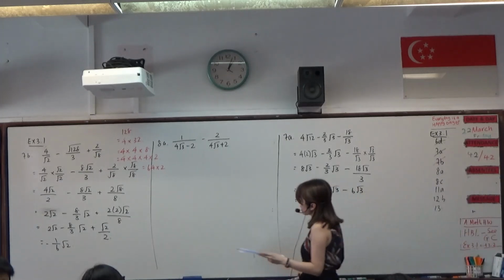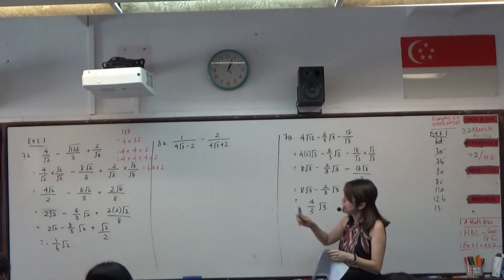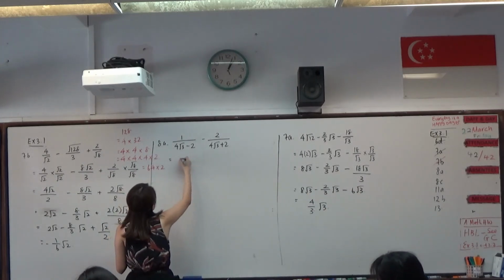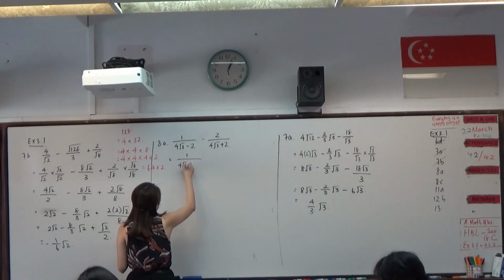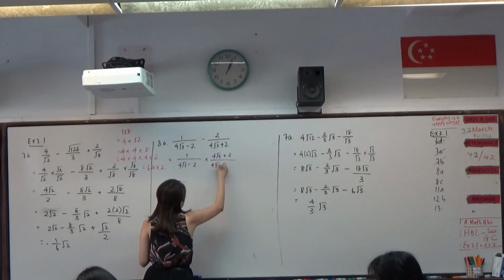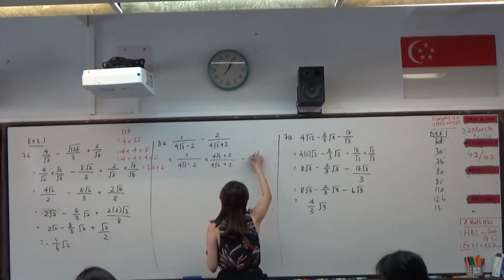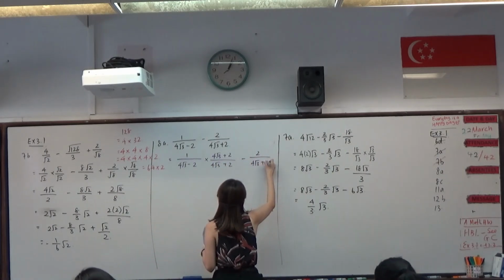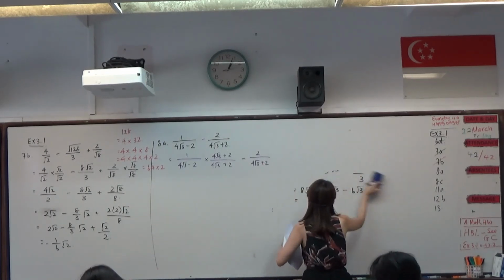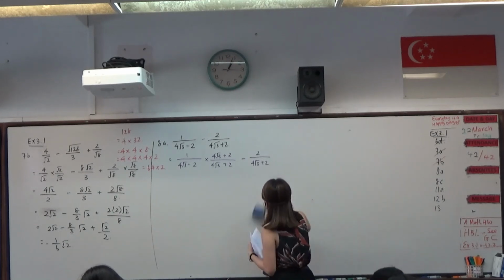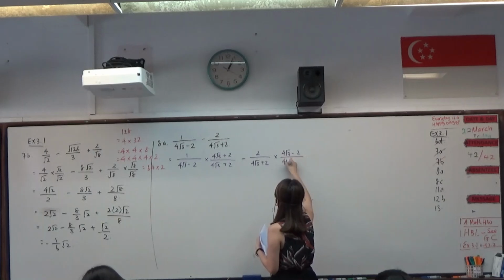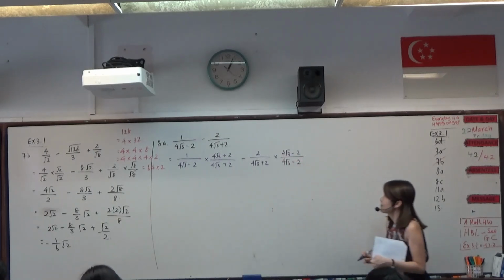Okay, so let's look at A. For A, we have to do each fraction individually. So 1 over 4 root 3 minus 2, times 4 root 3 plus 2. Then minus away 2 over 4 root 3 plus 2. Then multiply by 4 root 3 minus 2 over 4 root 3 minus 2. Right?